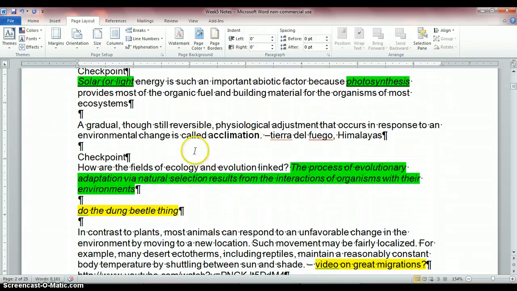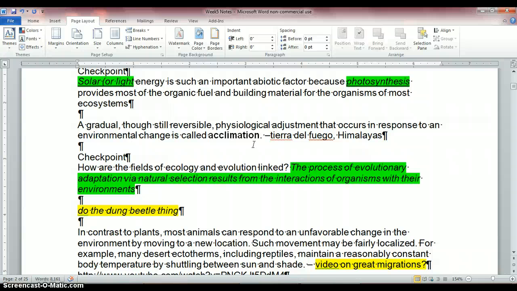A gradual, though still reversible, physiological adjustment that occurs in response to environmental change is called an acclimation. So think about how you acclimatize to something, get used to it. If you move from Florida to Massachusetts, the first winter is going to kill you, but then you slowly learn to adjust to it, right?